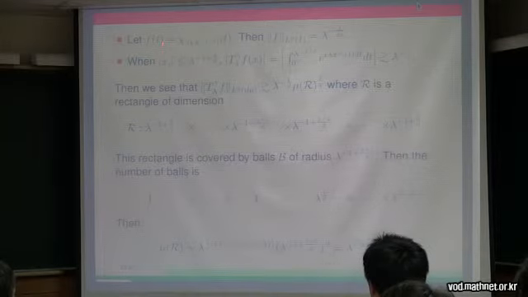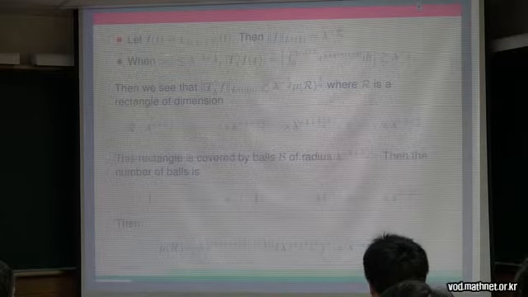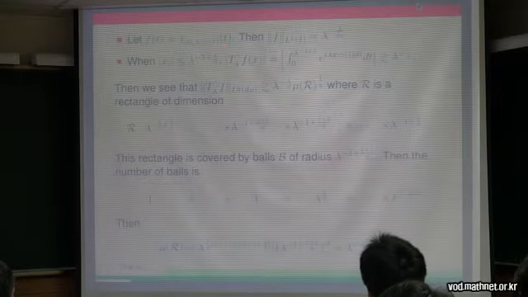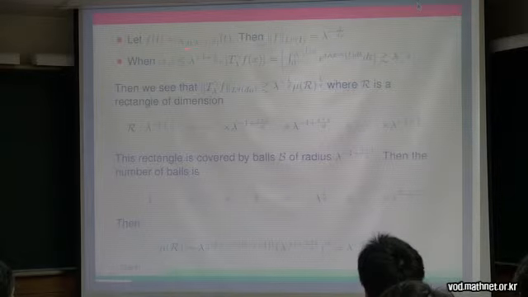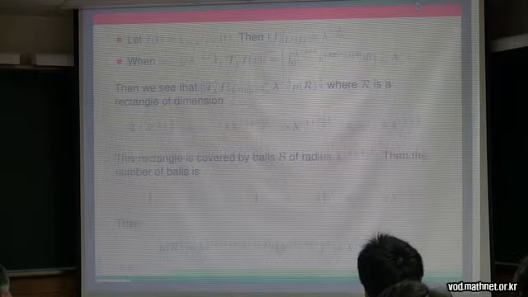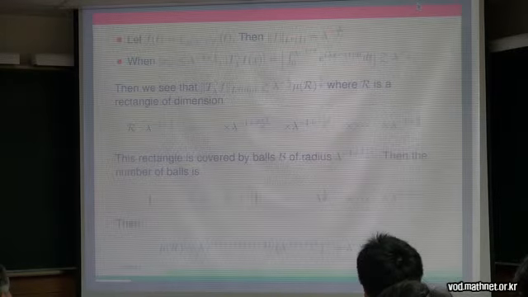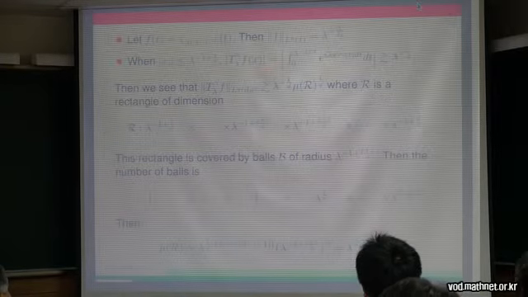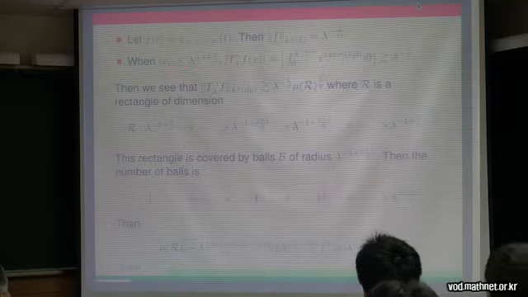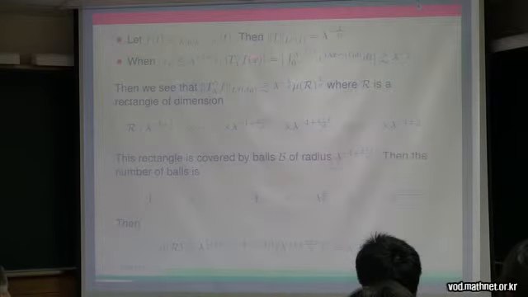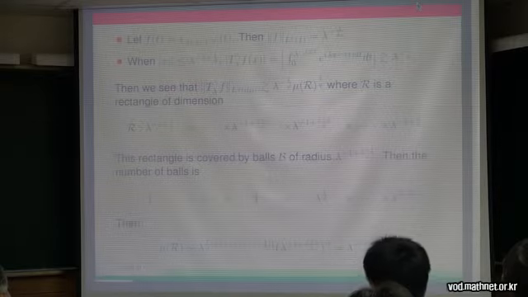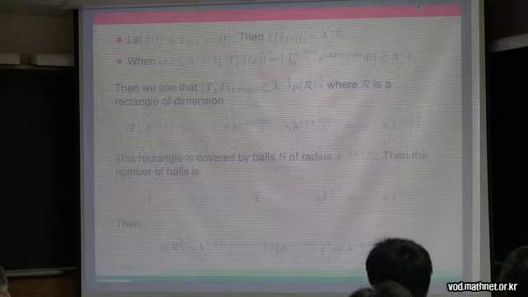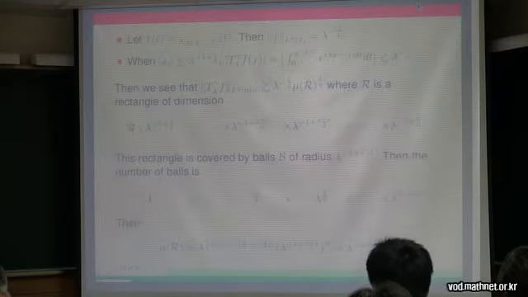Then we choose f to be just the characteristic function on the interval 0 to lambda to the minus 1 over d. Then the L^p norm of f is just lambda to the minus 1 over dp. And this is a standard argument to obtain the necessary condition.